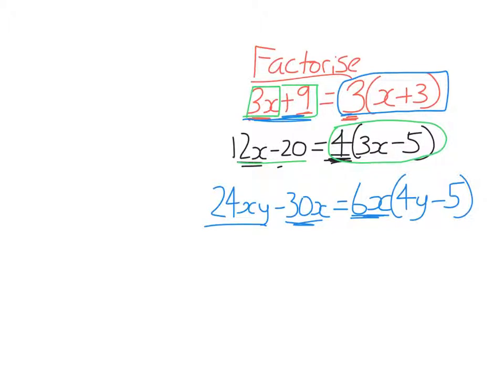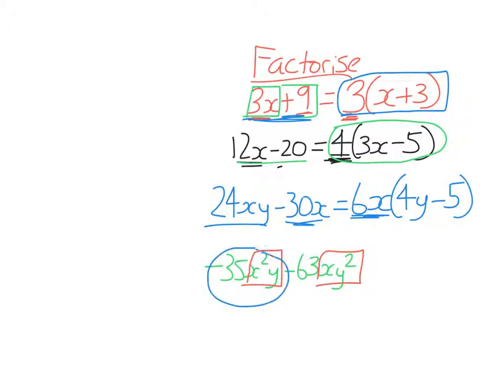Right, now for a hard one. Let's say I had minus 35x squared y minus 63xy squared. Just so you know, x squared y here means only the x is squared. So there are 2 x's, but only 1 y. And in this one, only the y is squared. So there are 2 y's and only 1 x. So once again, we have one term and another term.